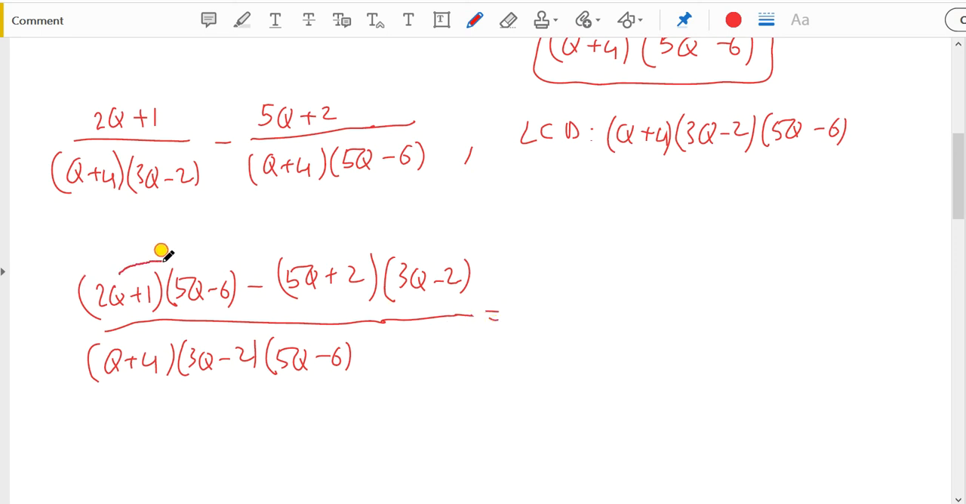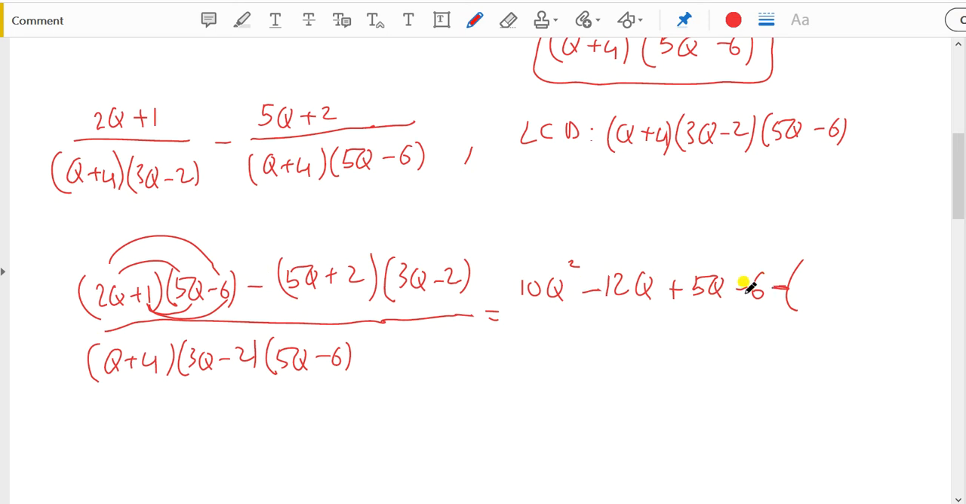We can do the FOIL here. 5 times 2 is 10q squared. 2q times minus 6 is minus 12q. 1 times 5q is plus 5q. 1 times minus 6 is minus 6. Okay, I don't think we have enough space here. Let me try. Okay, hopefully we have enough space for the last one.